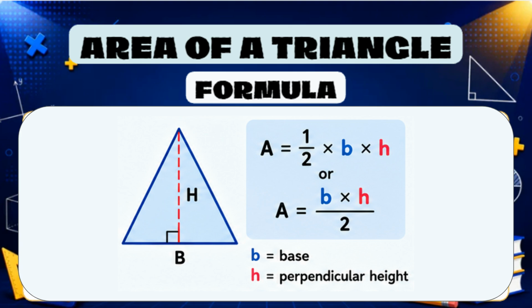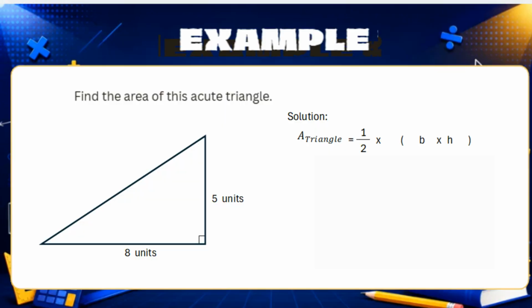Since the area of a parallelogram is base times height, the area of a triangle is 1/2 times base times height. Let us look at the triangle formula carefully. The area of a triangle equals 1/2 times base times height. The base is the side we choose as the base, and the height is the perpendicular distance from that base to the opposite vertex. To solve for the area, first identify the base and the perpendicular height.